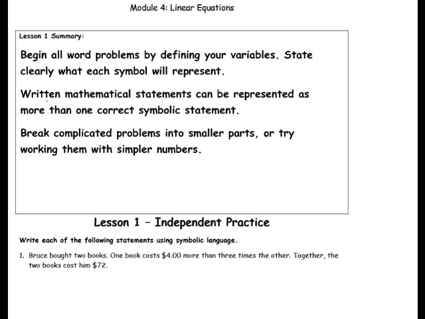In this lesson you have learned, begin all word problems by defining your variables. State clearly what each symbol will represent. Written mathematical statements can be represented as more than one correct symbolic statement. Break complicated problems into smaller parts, or try working them with simpler numbers.